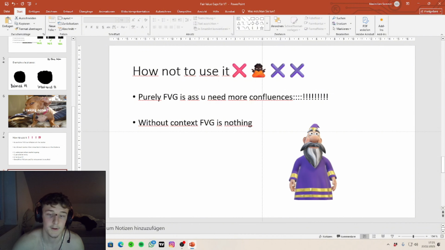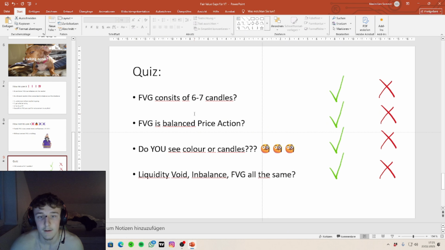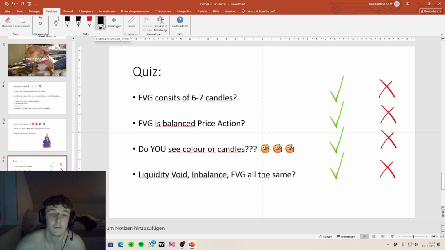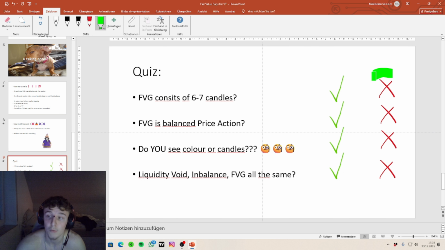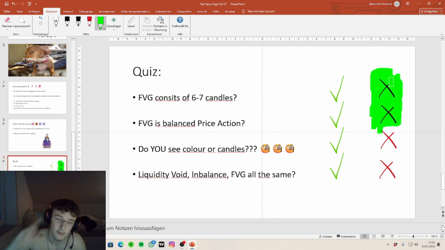And now a quiz for you. Fair value gap consists of 6 to 7 candles. Is that right or is that wrong? I'll give you all time to think. Correct, that is wrong. Fair value gap is balanced price action. Also wrong. Fair value gap is imbalanced price action. We want to balance it out.